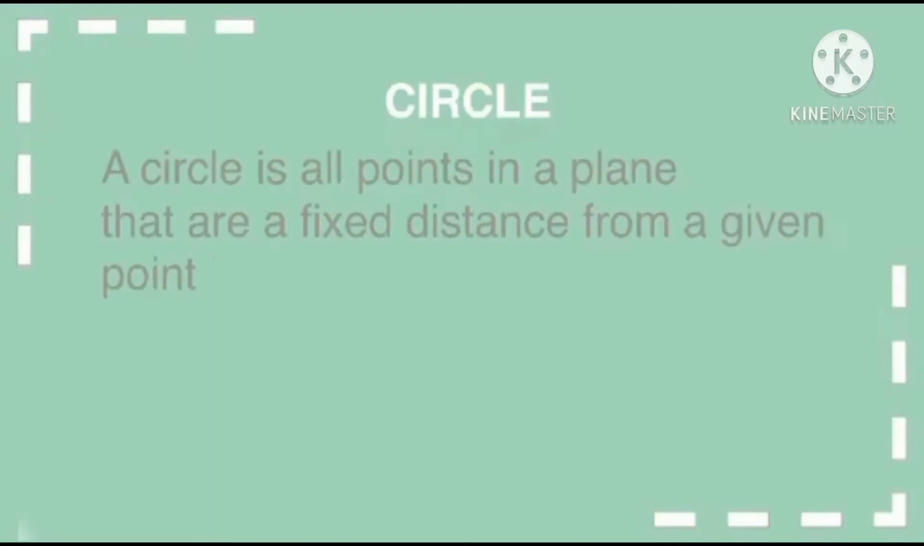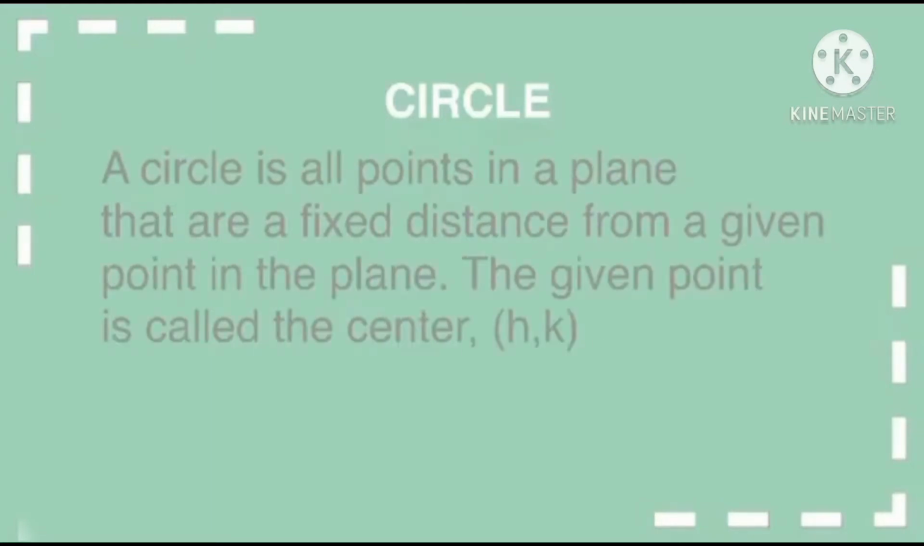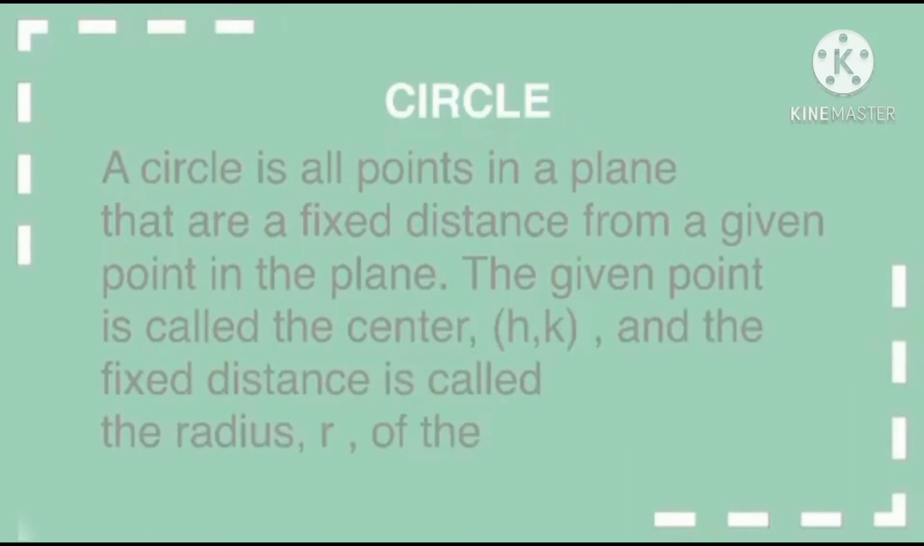For today's video, we're going to define what a circle is, find its center and radius, and graph it as well. So, without further ado, let's start. First, let us define a circle. A circle is all points in a plane that are a fixed distance from a given point. The given point is called the center, (h, k), and the fixed distance is called the radius, r, of the center.